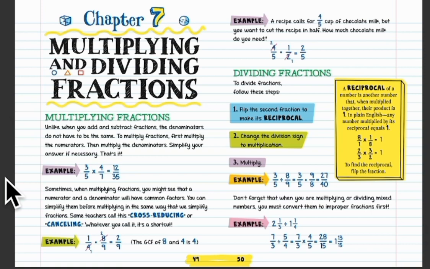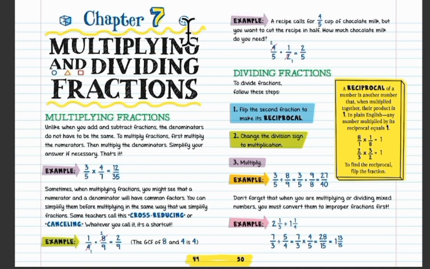Here's an example right here. It says sometimes when multiplying fractions, you might see that a numerator and a denominator will have common factors. You can simplify them before multiplying in the same way that we simplify fractions. Some teachers call this cross-reducing or canceling, whatever you call it. It's a shortcut. Here's another example down here, and here's another example up here.